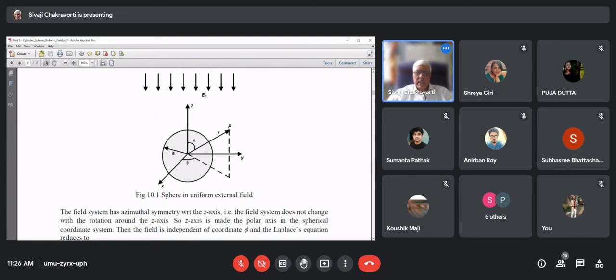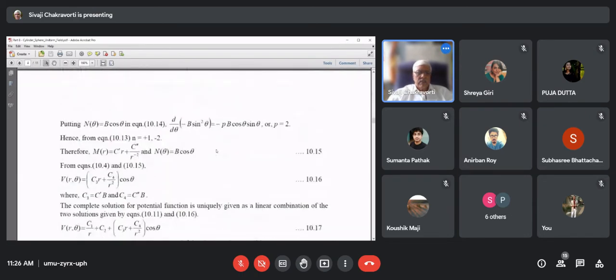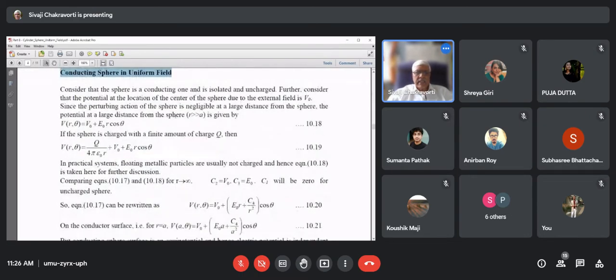Now why am I taking R much greater than A? Because at that location the perturbing action of the sphere is almost zero. That means the presence of the sphere disturbs the uniform field around the sphere. But if R is much greater than A, then this perturbing action at that location is almost negligible.